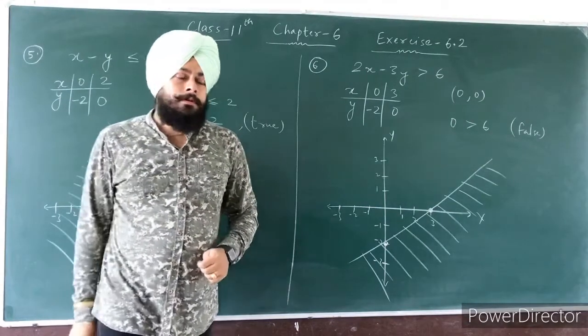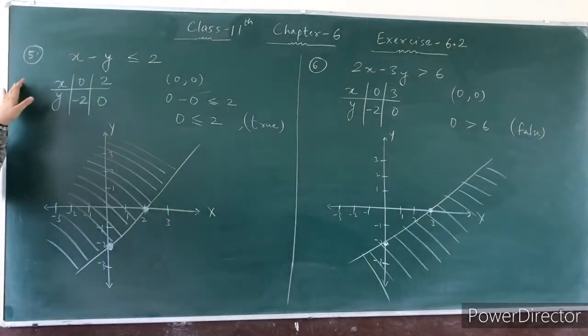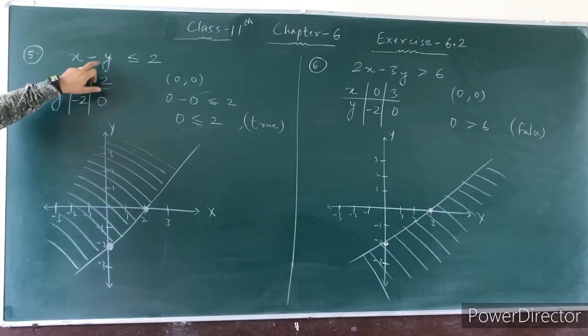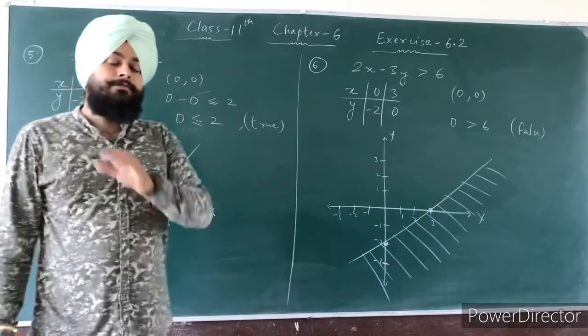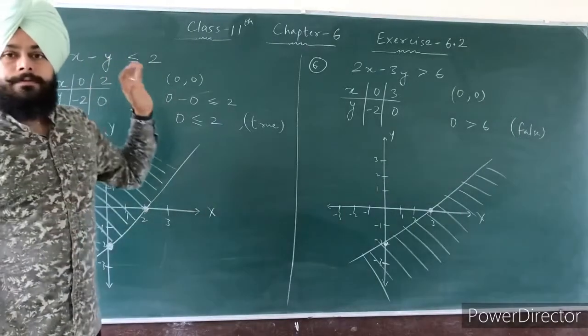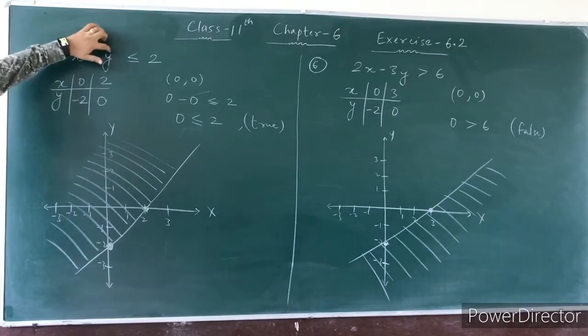Hello students, today we will do exercise 6.2, question number 5. The question is x minus y less than or equal to 2. This is a linear inequality, and we have to draw its graph. First, you have to find the points of x and y.